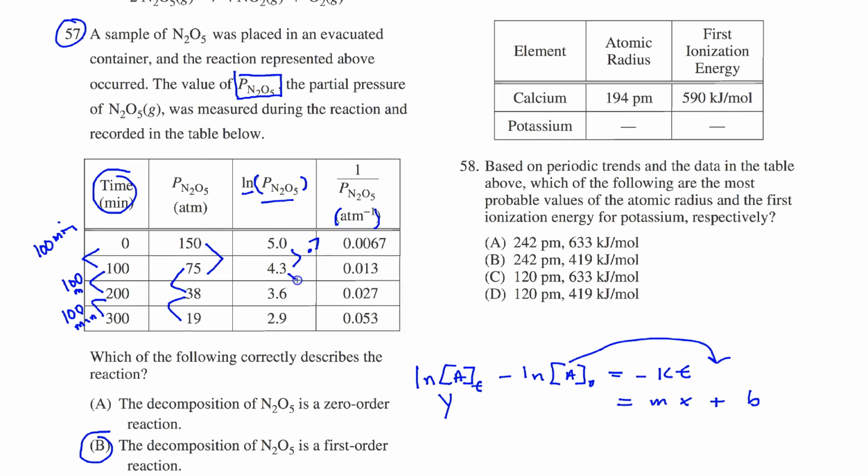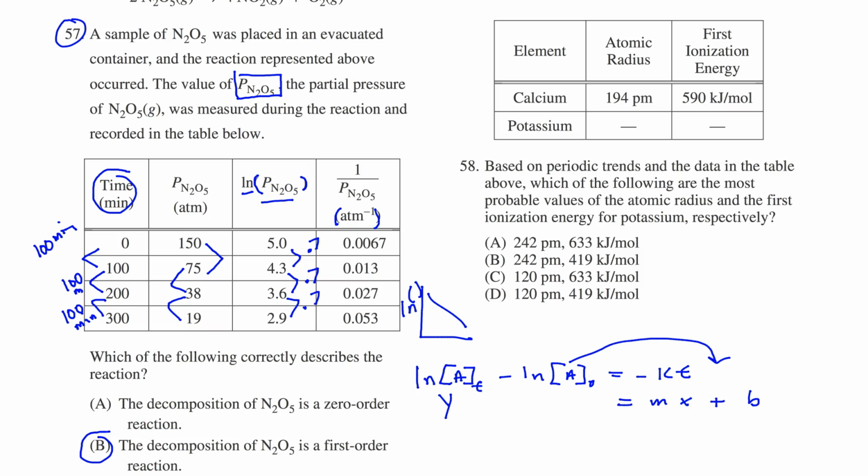4.3 minus 3.6, 0.7. These all are consistent, so you get a straight line here, and obviously you're going down from 0 to 300, which is what you expect if you do the ln of your concentration. So that's why there's another way to consider that to be first order. In any case, 57 is going to be B.